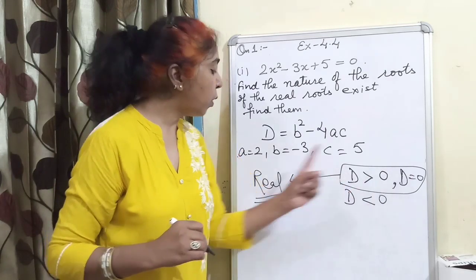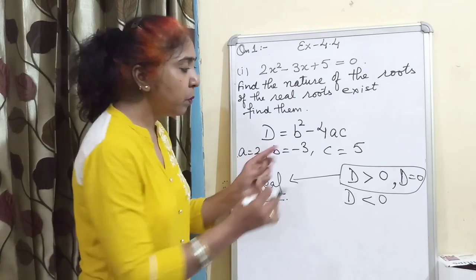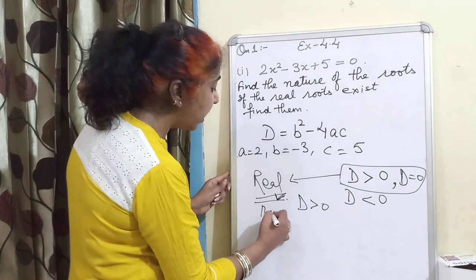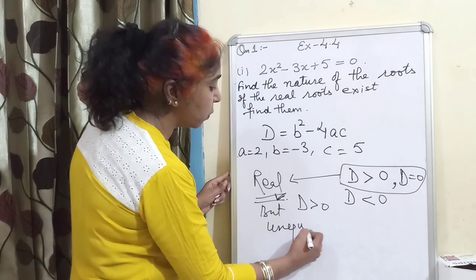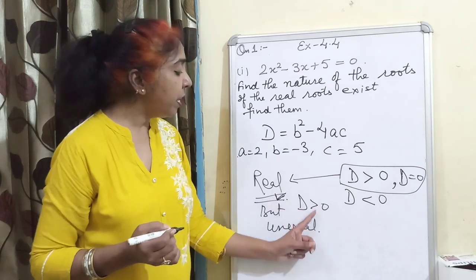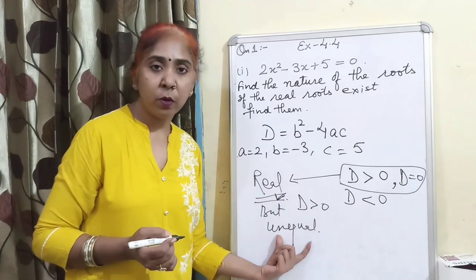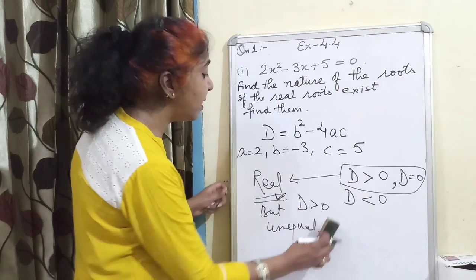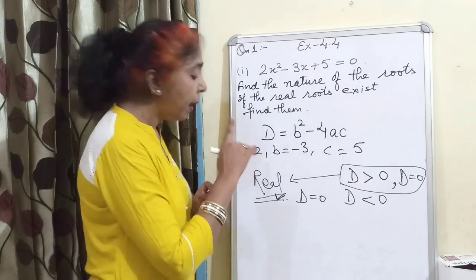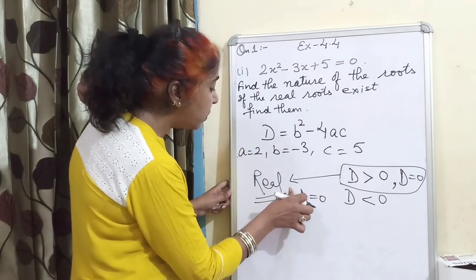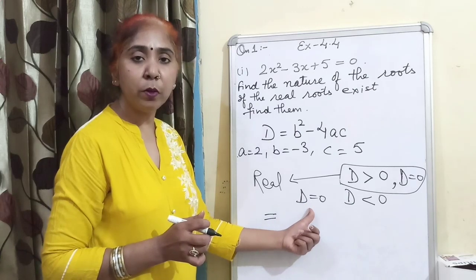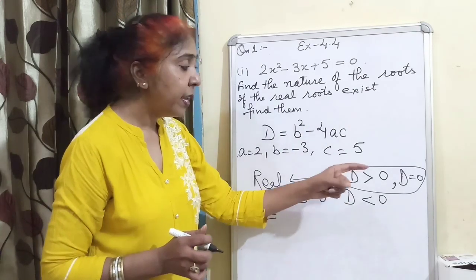So in these two cases we always have real roots, but if we separate them, for D greater than 0 the roots are real but unequal, we can say distinct also. For D greater than 0, roots are real and unequal or distinct. But for D equal to 0, roots are real and they must be equal also. So roots are real and equal in case of D equal to 0, and real and distinct in case of D greater than 0.